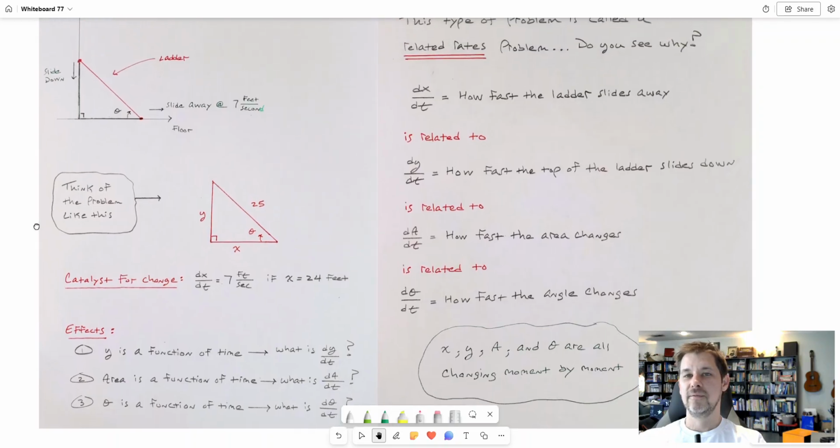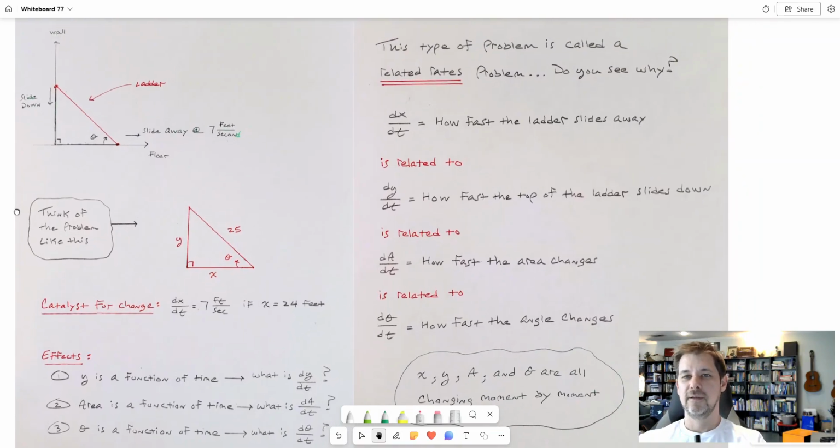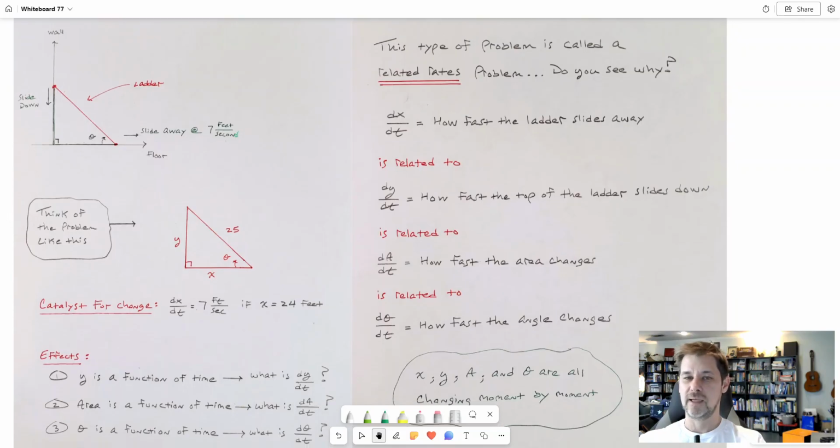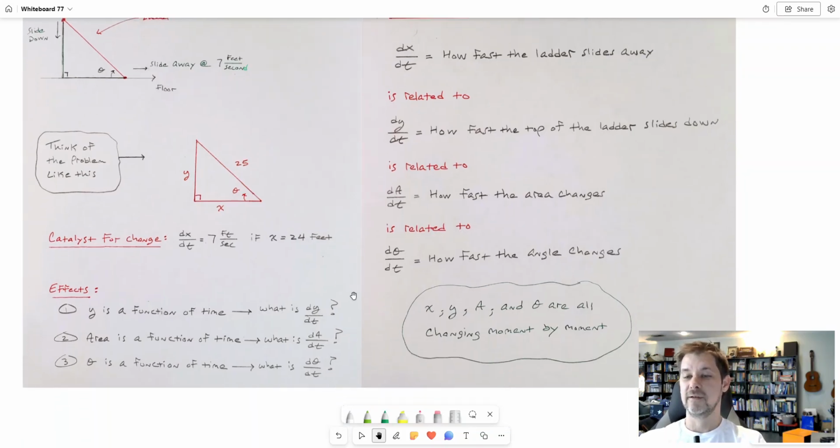So think of, without doing any math, I don't wanna do any math just yet. I just want you to have a common sense grasp of the situation, that you'd say, sure, if this moves, it causes this to move, it causes the angle to change, it'll cause the area of that triangle to change too. It'll cause all these other things to change. Now, what we're after is how those other things are changing. If I know how fast one thing changes, can I figure out somehow how fast other things that are effects of that are changing? Okay.